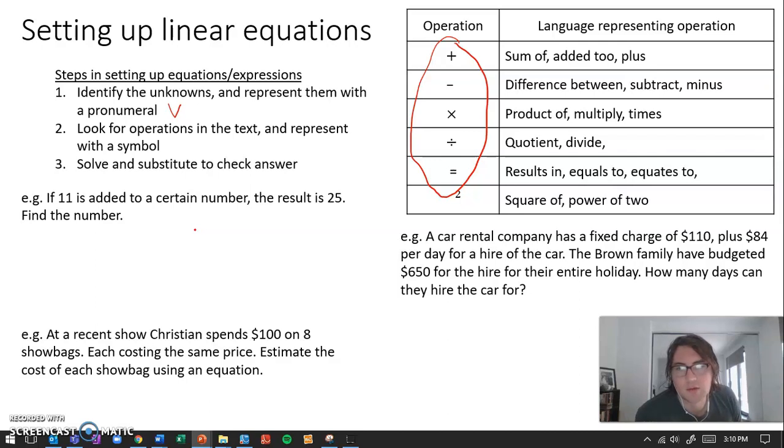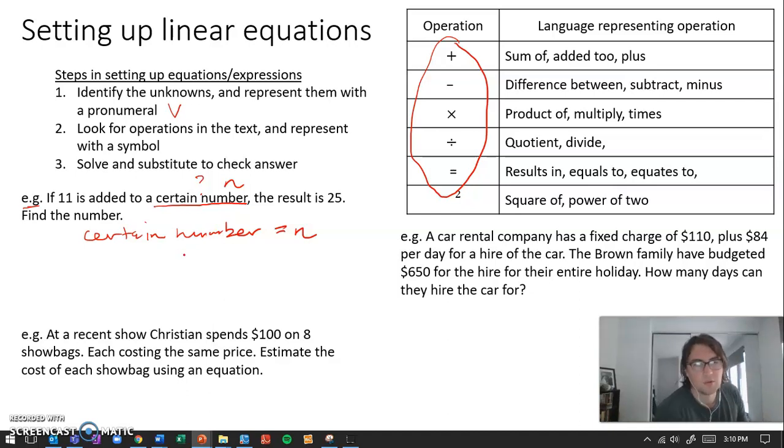Okay, so let's go through a few examples. If 11 is added to a certain number, the result is 25. Find that number. So our first step in the process is to work out what we don't know, identify the unknowns, and in this case it is the certain number. What is that number? We're not sure. So the first thing you do is say the certain number is equal to n. I'm going to represent that unknown with a pronumeral n.